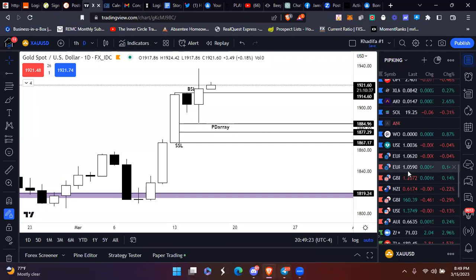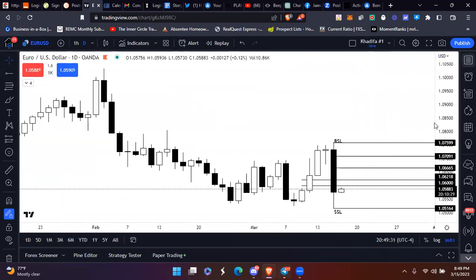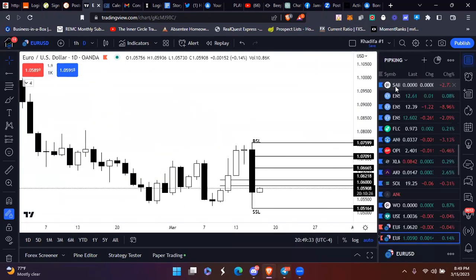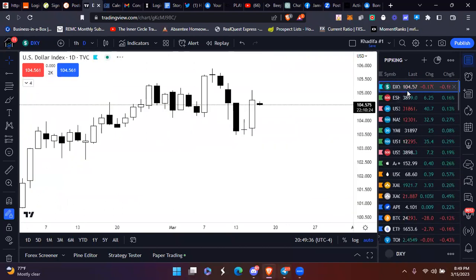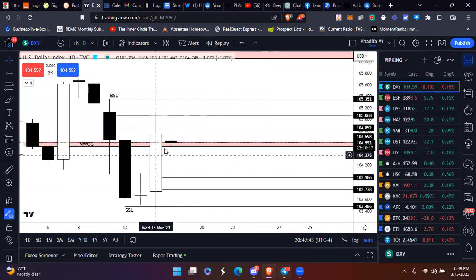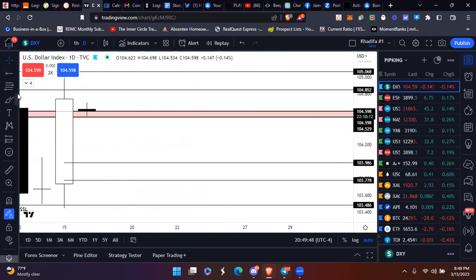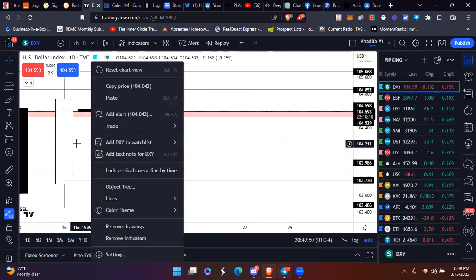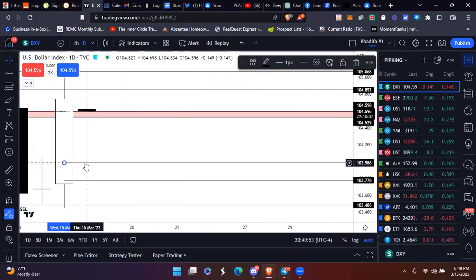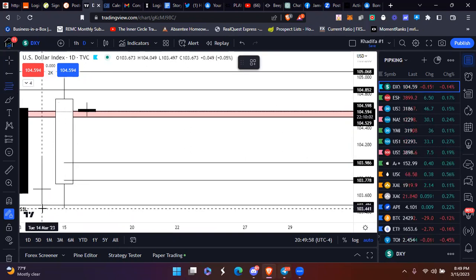Let me look at currency one more time. The dollar could be getting ready to give us an aggressive pushback down to this. I think that's that breakaway fair value gap that I marked all the time. I don't think that's the discount array.